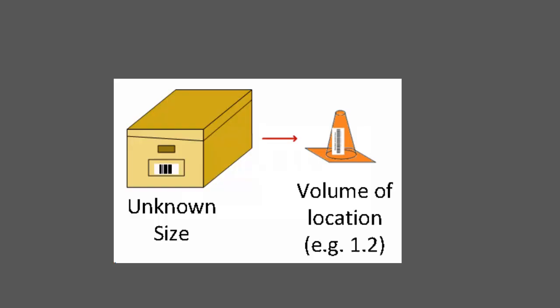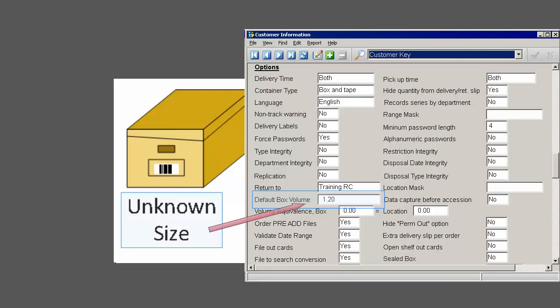storage charges. EDC bills for the storage and service of a box based on its volume, which is often given in cubic feet. If a box comes into the record center for the first time, it is treated as unsized. It is given a default volume that is set in the customer information module. This is what will be used if you run invoicing before the box can be properly sized.